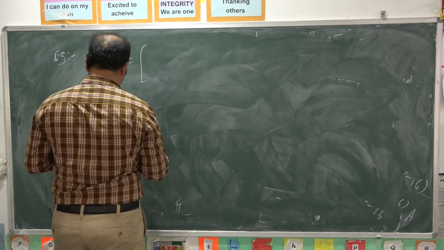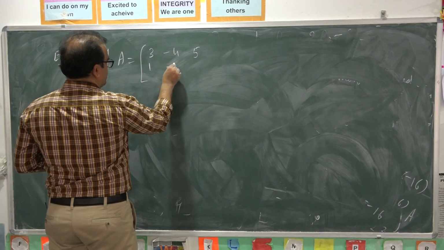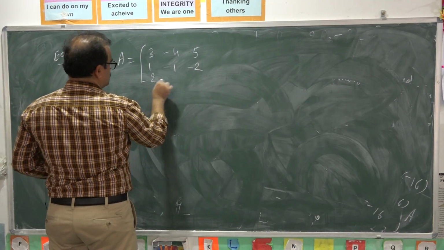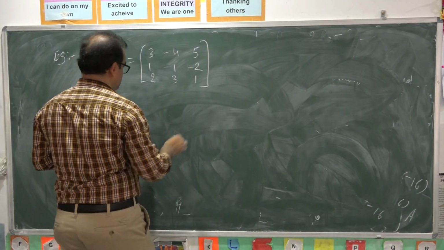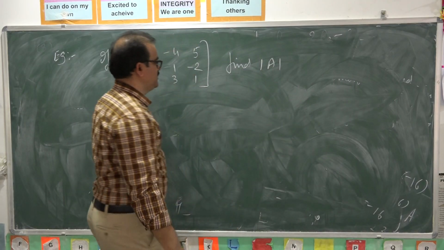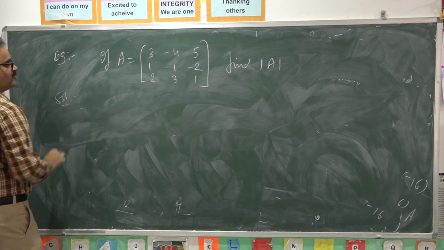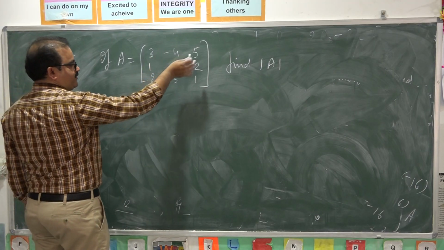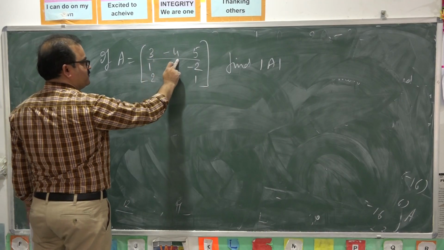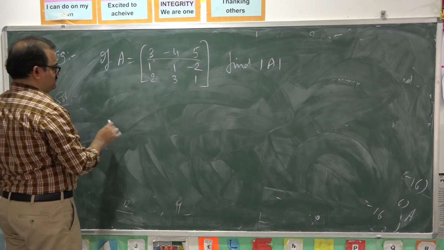If A is equal to 3 minus 4, 5, 1 minus 1, 1, 1 minus 2, 2, 3, 1, then find determinant of A or det A. You take any row. For example, if you take first row, what are the elements in first row? 3, minus 4, 5. Now you find cofactors of all the elements in first row.